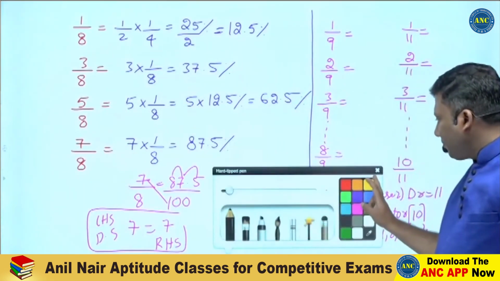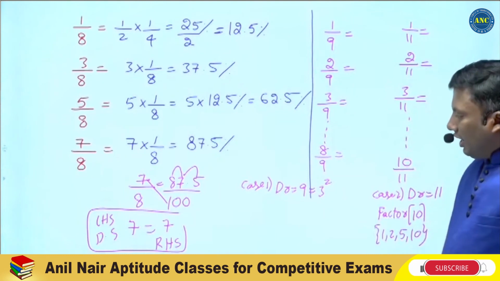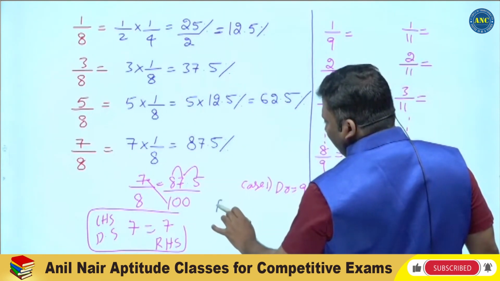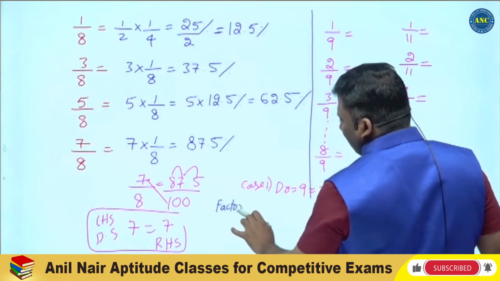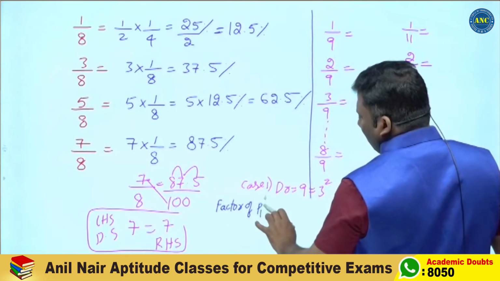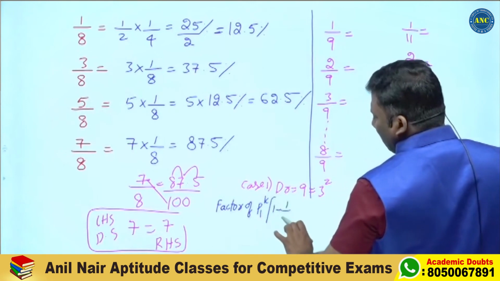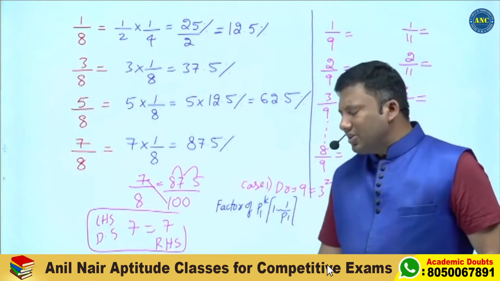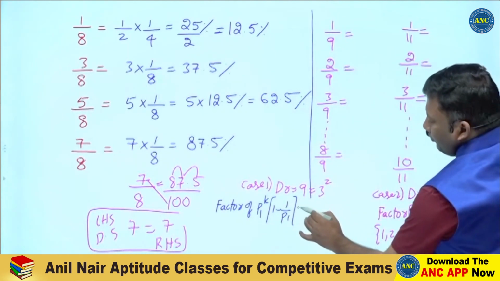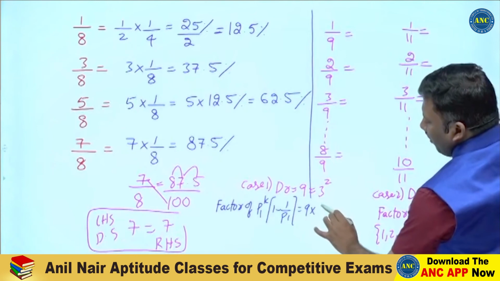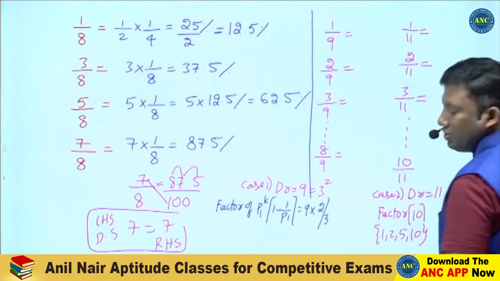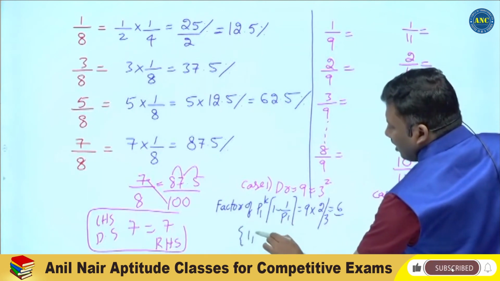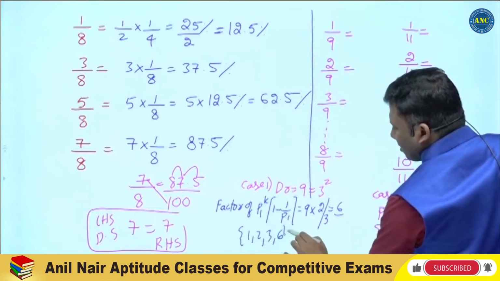Now see here. If it is 9, if it is a prime square, the cyclicity will be a factor of P1 power K into 1 minus 1 by P1. From where it is derived, once I discuss fractions and decimals, I will tell you. These are 9 into 1 minus 1 by 3, which is 2 by 3. So 3 twos are 6. What are the factors of 6? 1, 2, 3 and 6.